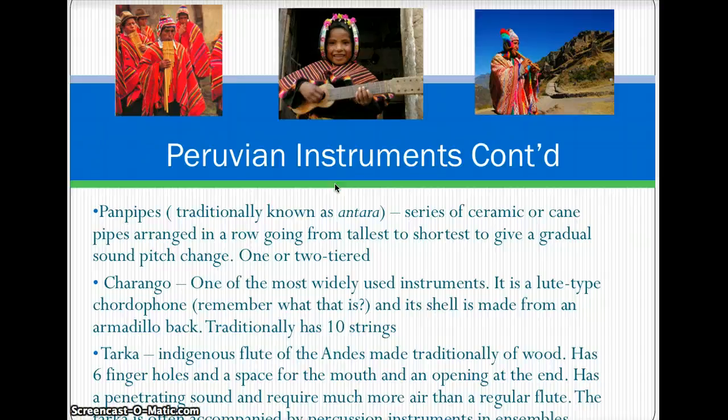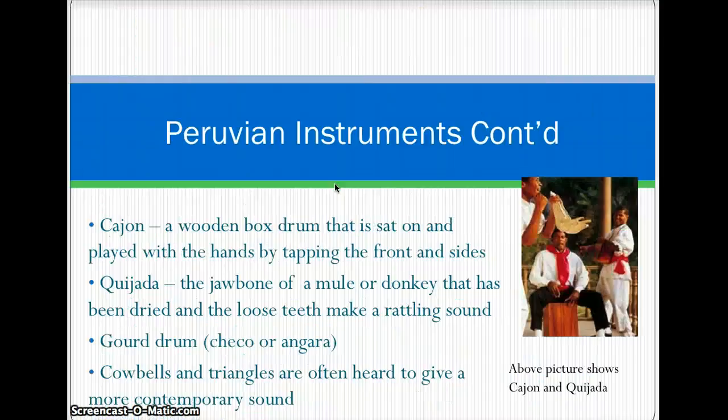The tarca is an indigenous flute of the Andes, made traditionally of wood. It has 6 finger holes and a space for the mouth and an opening at the end. There's a penetrating sound, and it requires much more air than a regular flute. The tarca is often accompanied by percussion instruments when used in ensembles.